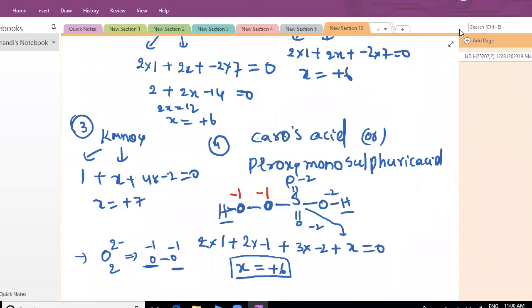Sir, how 3 into -2? Are you able to see the diagram? Ashwin, are you able to see the diagram? This oxygen is -2. There is no peroxy bond, so there is no peroxy bond means -2. Here also there is no peroxy bond, -2. Here also, is there any peroxy bond? No, -2. Understood? Only peroxy bonds you have to take like that.